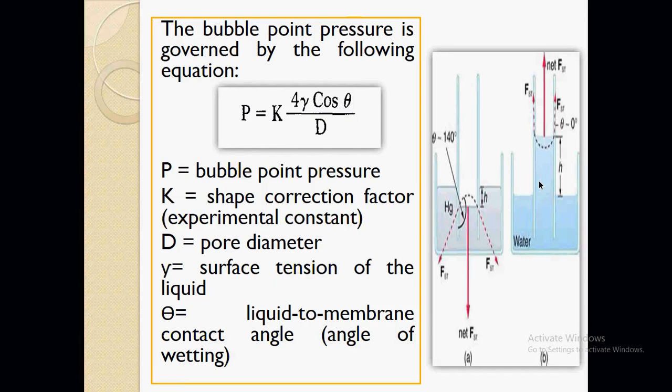The bubble point pressure is governed by the following equation: P equals K gamma cosine theta over D. P is the bubble point pressure. K is the shape correction factor. D is the pore diameter. Gamma is the surface tension of the liquid. And theta is the liquid-to-membrane contact angle. It is the angle of wetting. A bubble test runs during and after filtration as an in-process control.